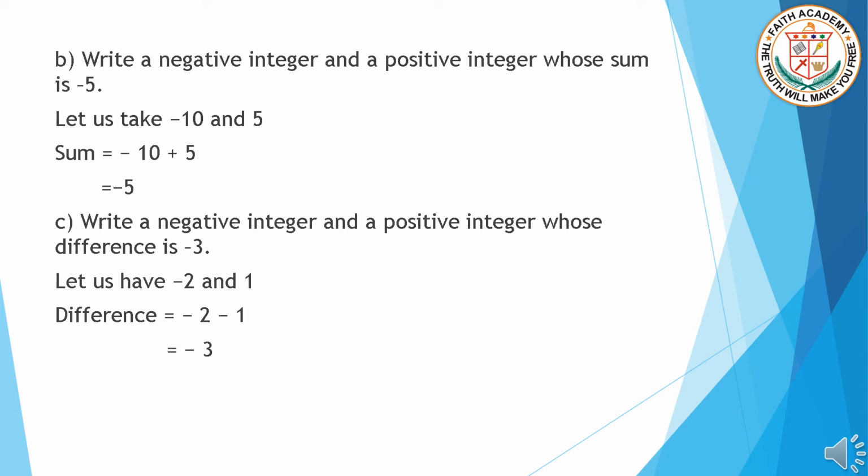So since I have taken minus 2 and minus 1, I am taking the difference of minus 2 and minus 1. So minus 2 minus 1. Here again two numbers with the same sign we always add and put the sign of the greater number. So 2 plus 1 gives us minus 3.